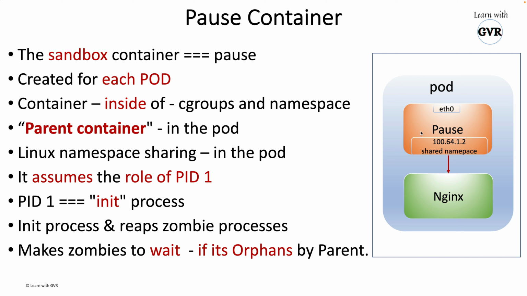But if you kill this pause container, then this IP address will change to something else. So why does the Kubernetes pod never die? Because of this pause container. The pause container is the major backbone of any pod, right?